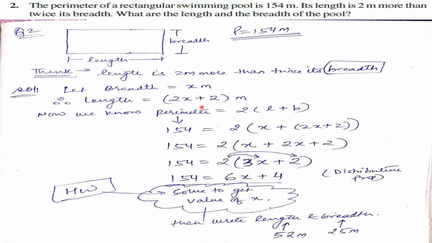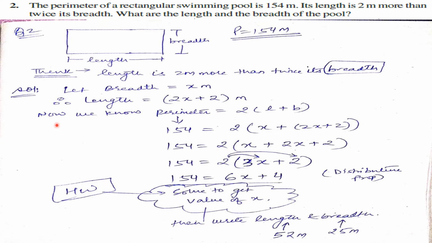Kindly note it. It is saying that length is 2 meters more than twice its breadth. That is why I have written (2x plus 2) in brackets, meters. This is a complete term for length. Now we will use the first statement for forming the equation.